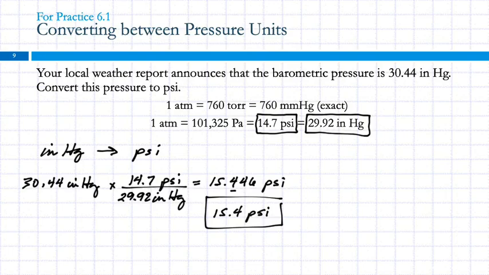So instead of having a bunch of different relationships, like 1 cup is 8 ounces and 1 pint is 2 cups and 1 quart is 2 pints, instead of a bunch of different things like that, these are expressed as what's equal to 1 atmosphere. So 760 torr is 1 atmosphere. 760 millimeters of mercury is 1 atmosphere. 14.7 psi is 1 atmosphere.